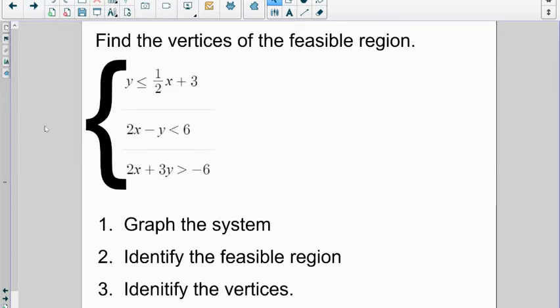Let's actually take a moment to do a problem like this together. So this doesn't have any context to it. There's no application, but this is just a system of inequalities listed here. We're going to find the vertices of the feasible region. So to do that, we want to start by graphing the system. We're going to use Desmos to do that. We're going to identify the feasible region based on which shaded areas overlap. And then we're going to identify the vertices of that feasible region.